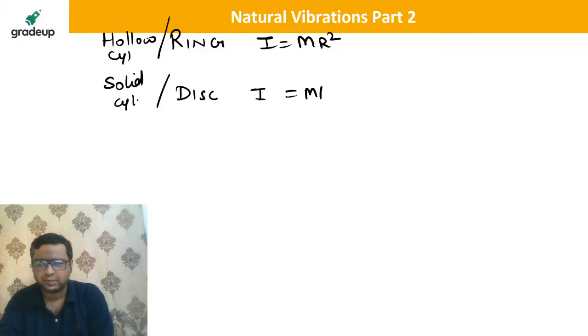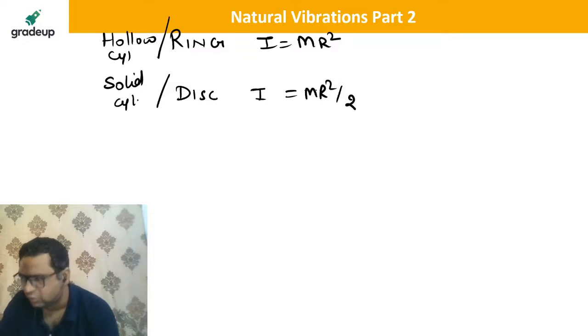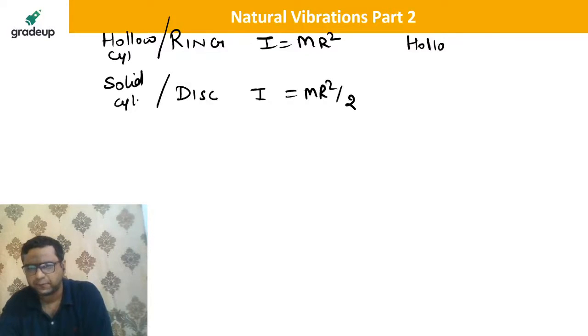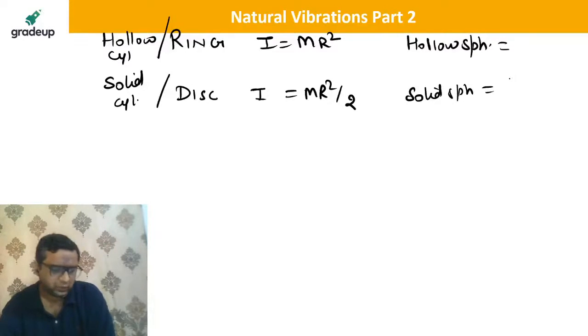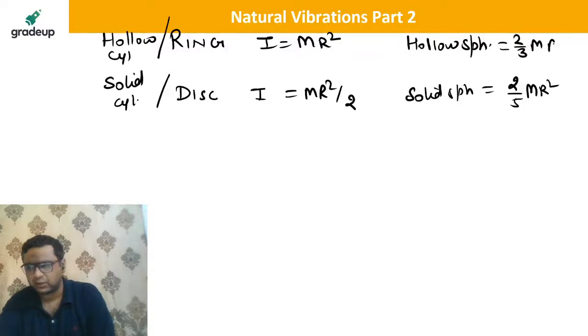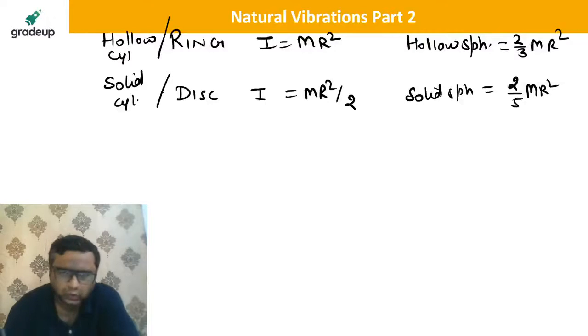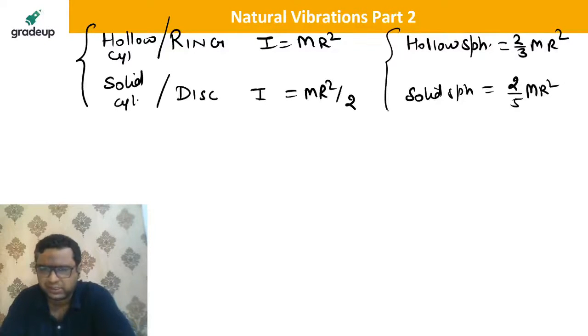I will be mr square by 2. Nice, Shiva Kumar, Nishant, Jay, Arnab and all. And here if they are giving you a hollow sphere or solid sphere, it is going to be 2 by 5 mr square or 2 by 3 mr square. So by just changing the geometry they can change the answer. Case number 1 is over.